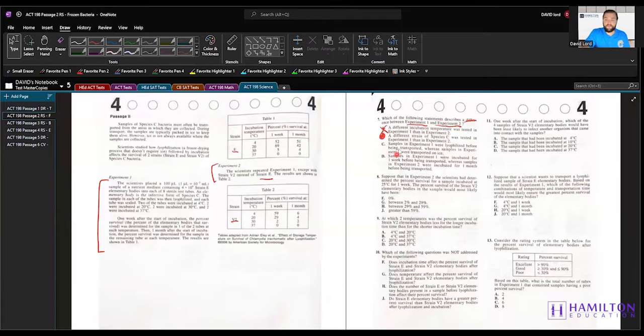Let's look at the other two. Samples in the experiment were lyophilized before being transported, whereas samples in experiment 2 were transported on ice. They don't mention that here, so we can probably cross off C. The samples in experiment 1 were incubated for 1 week before being transported, where samples in experiment 2 were incubated for 1 month before being transported. Well, this shows us 1 week and 1 month, so I don't think those were the differences between the two. And I think B is a much better answer based on what we have.